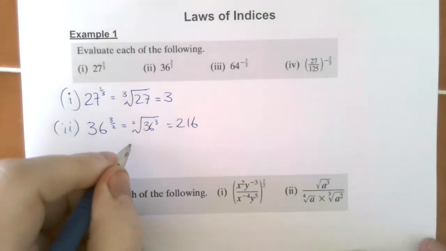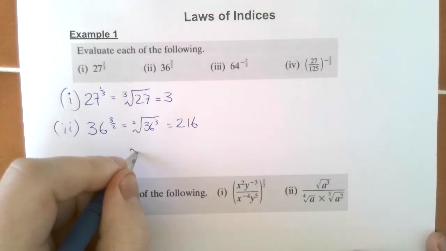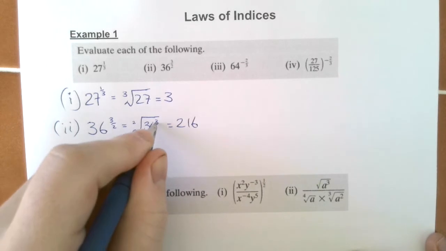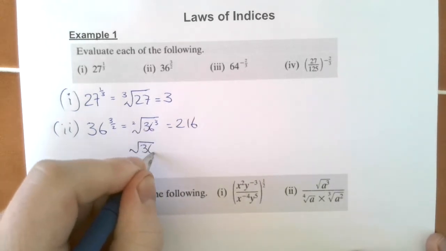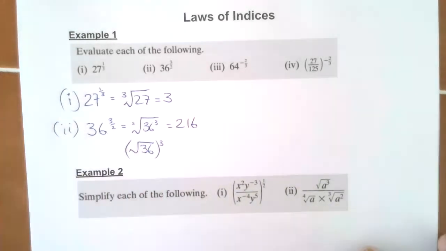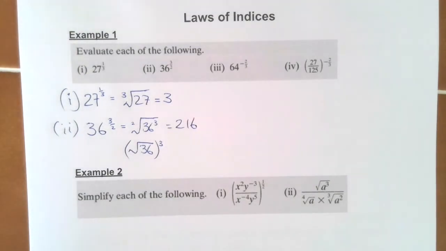Now it doesn't make a difference whether I write it as the square root of 36, cubed on the outside, or the square root of 36 cubed on the inside. Both answers would give me the same thing anyway. That doesn't make a difference.